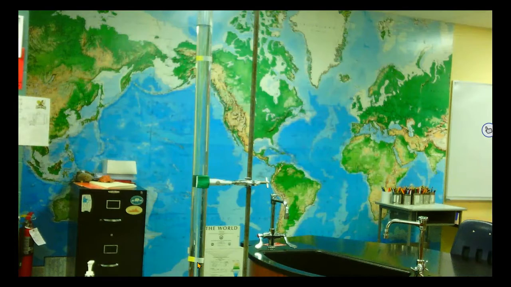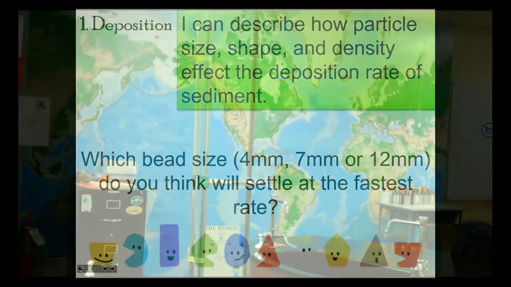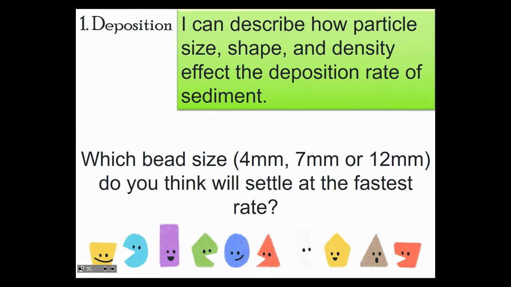So now we're switching from talking about erosion to talking about deposition. Shape and density affect the deposition rate of sediment. There are going to be 3 beads: a 4 millimeter bead, a 7 millimeter bead, and a 12 millimeter bead. Which one do you think will settle at the fastest rate?